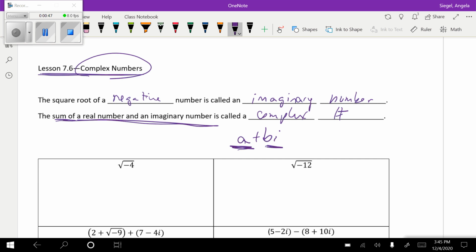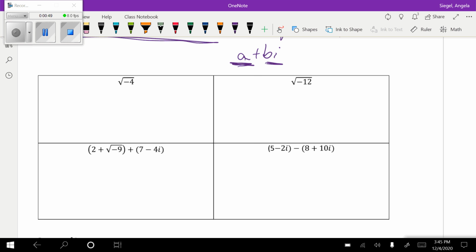Okay, so let's look at this one. The square root of -4. The negative, technically, is like -1 times 4. So anytime you have a negative, that's going to come out as an i. And the square root of 4 is 2. So our answer here is 2i.